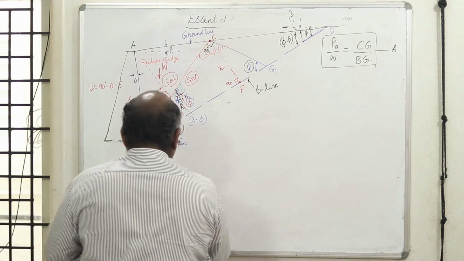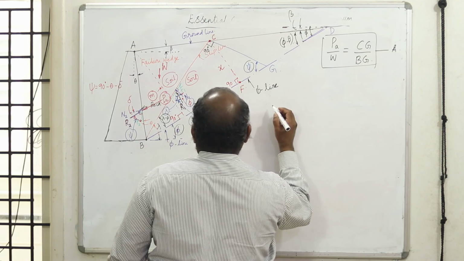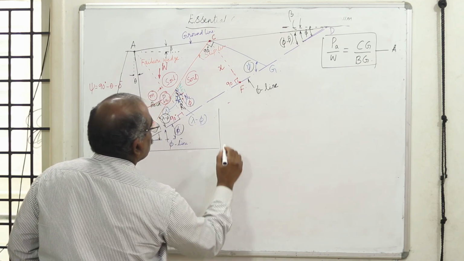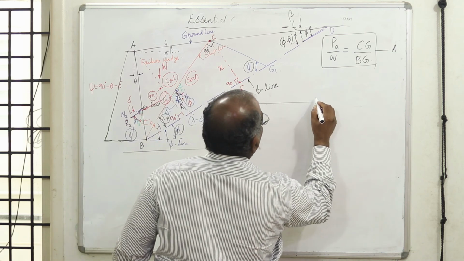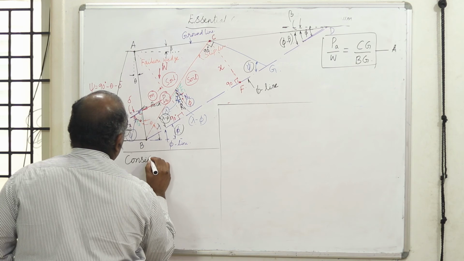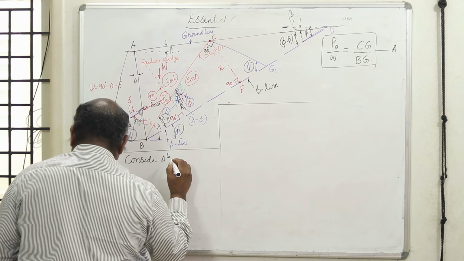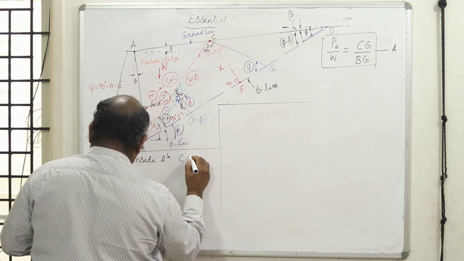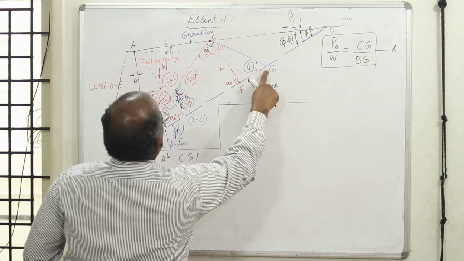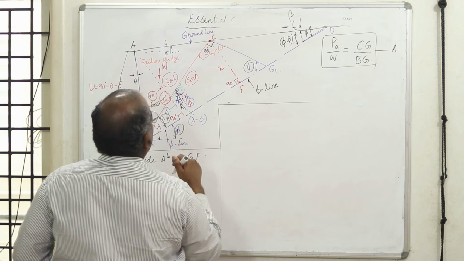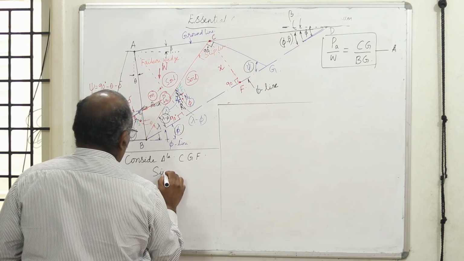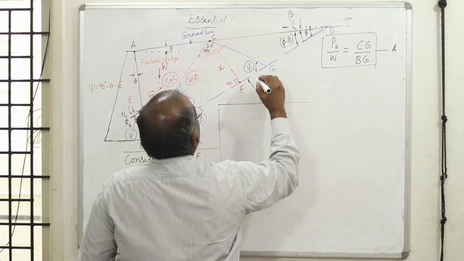Now let us go to the triangle. Let us consider triangle CGF. Okay, I will consider this angle triangle. Now I'll take sine of this angle. So this is 90 degrees.